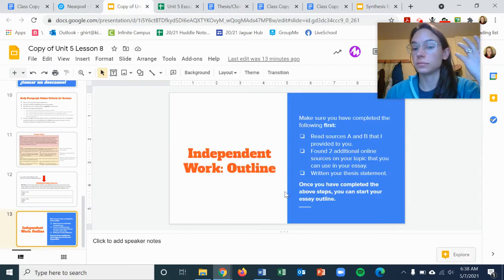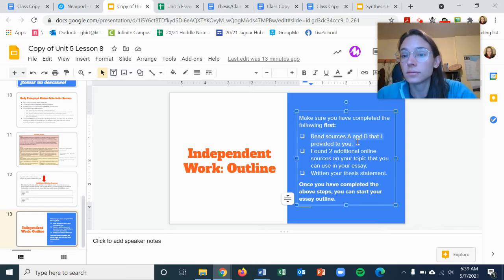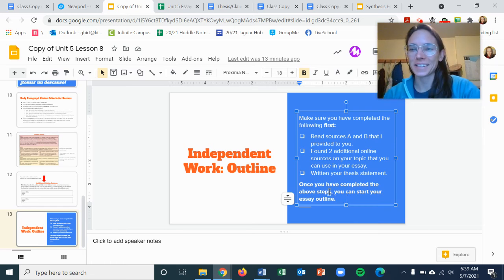And then finally, get to work. So just a reminder, these are the things you should have done so far. So you should have read sources A and B that I provided to you. You should have found those 2 additional online sources on your topic that you can use in your essay. And you should have written your thesis statement. So if you have not completed any of these steps, you got to go back and complete those steps first before you can outline your essay. This is why I've been telling you to please keep up with these steps because it's just gonna snowball from here, right? It's gonna be harder to catch up the more we let it build up. So let's get caught up if we need to.